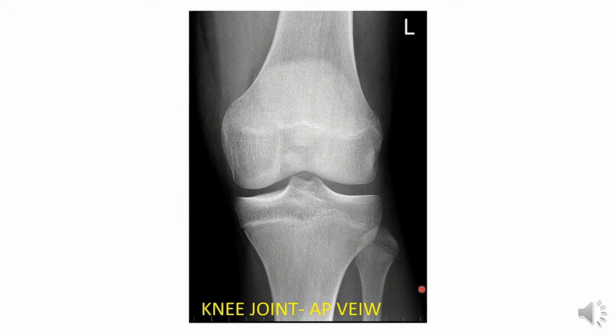The bones seen in this joint are the lower part of the femur, upper part of the tibia, and upper part of the fibula. Here you can see in the lower end of the femur there is a projection or overshadow of one bone. This bone is the patella, which overlaps the lower part of the front of the femur, 1 centimeter above the knee joint.